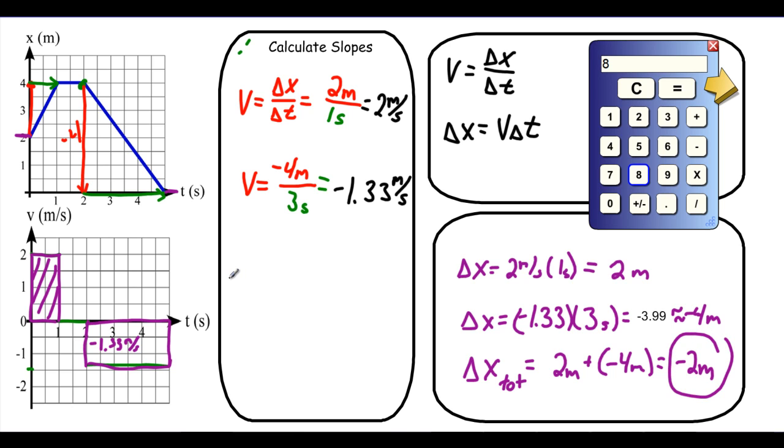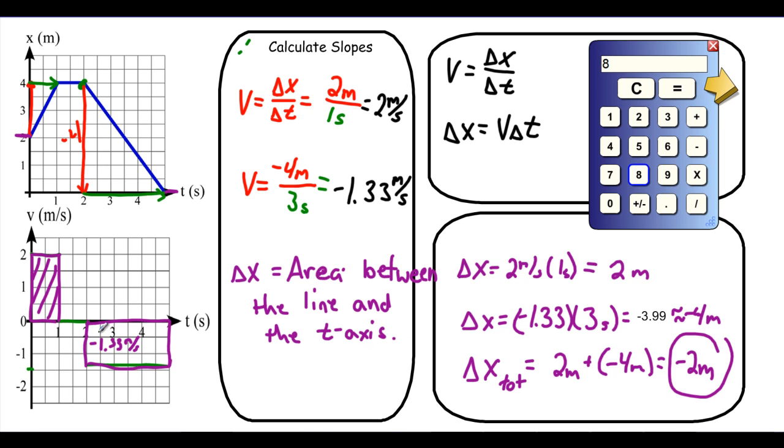So the key point that we should have gotten from this lecture is that to find the displacement on a VT graph, the displacement on a VT graph equals the area between the line and the t-axis.